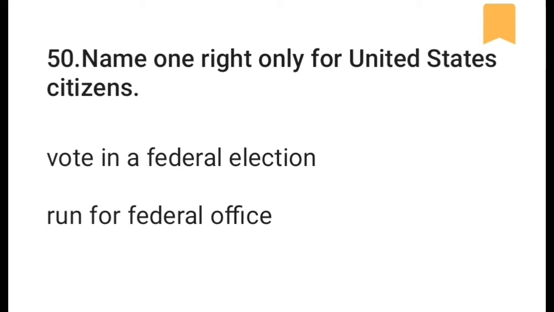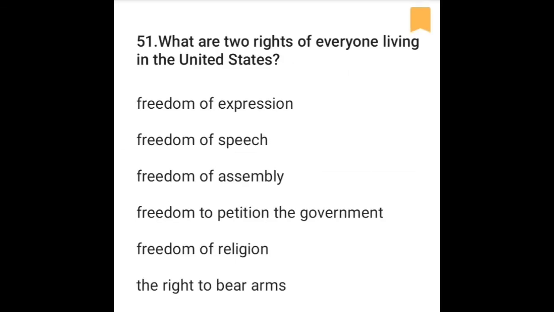Name one right only for United States citizens. Vote in a federal election. Run for federal office. What are 2 rights of everyone living in the United States? Freedom of expression. Freedom of speech. Freedom of assembly, freedom to petition the government, freedom of religion, the right to bear arms.